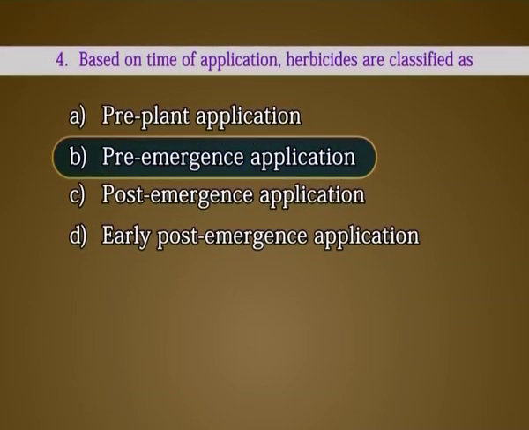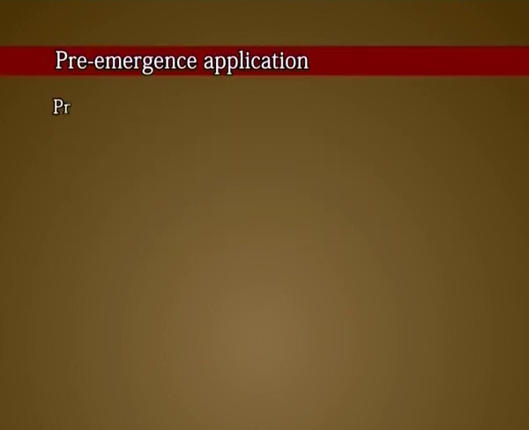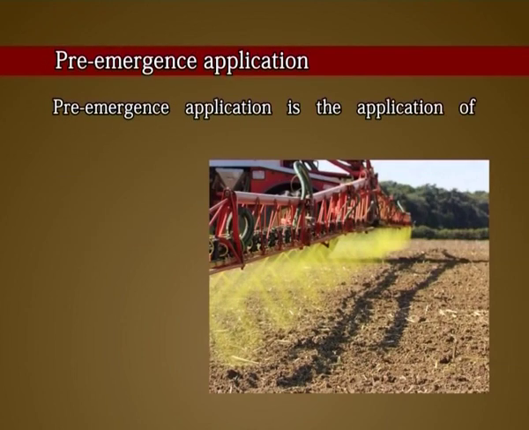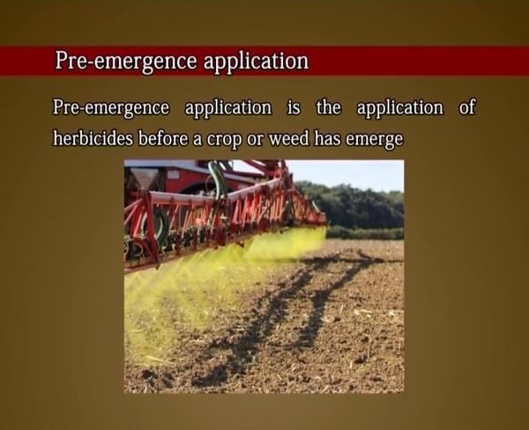Number B, pre-emergence application. Pre-emergence application is the application of herbicides before a crop or weed has emerged. In the case of annual crops, application is done after the sowing of the crop but before the emergence of the weeds, and this is referred to as pre-emergence to the crop, while in the case of perennial crops, it can be said as pre-emergence to the weeds.